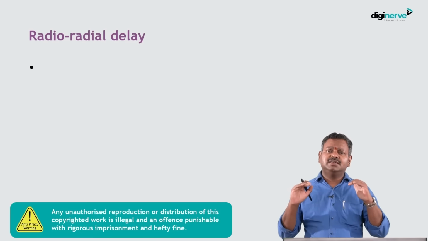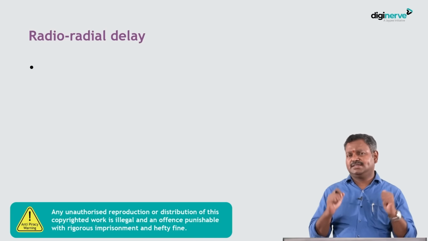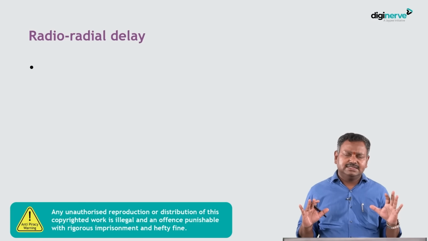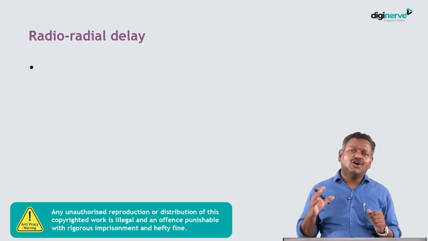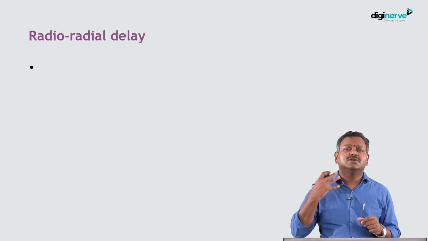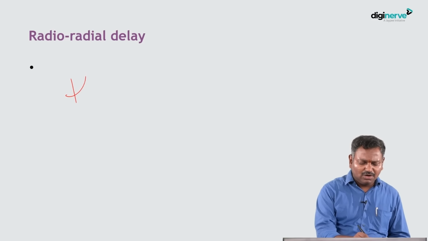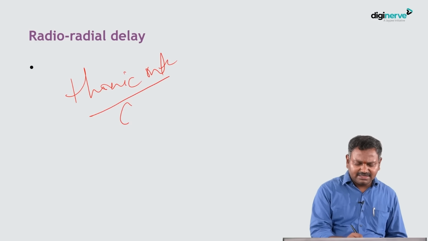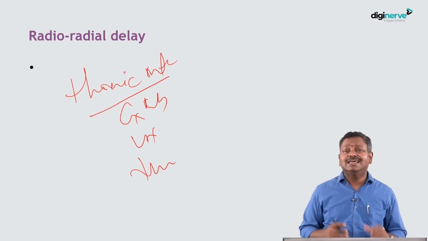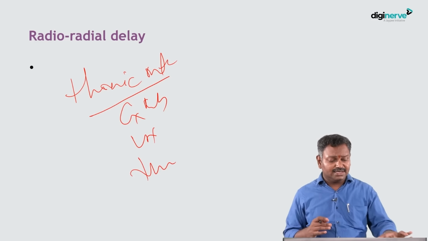Radio-radial delay: simultaneously feel the radial arteries. Both should be coming together. Sometimes one radial might be delayed. It always points to a local cause, a thoracic outlet obstruction, either due to a cervical rib or a lymph node or a tumor sitting there. That's the common cause of radio-radial delay.